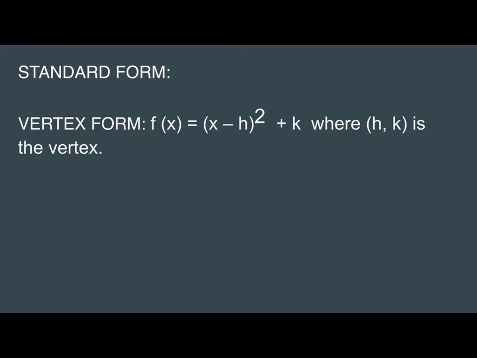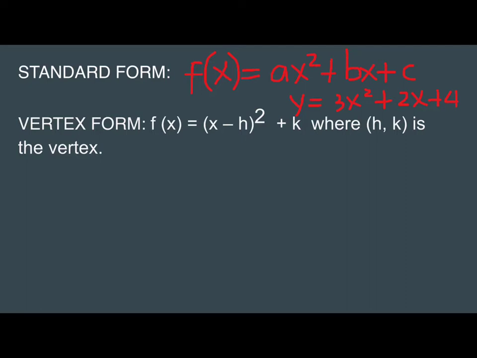Okay, so let's move on to understanding standard form. This is the form we normally use in finding the vertex. It's f of x equals ax squared plus bx plus c. An example of which is, for example, y equals 3x squared plus 2x plus 4, where a is 3, b is 2, and c is 4.